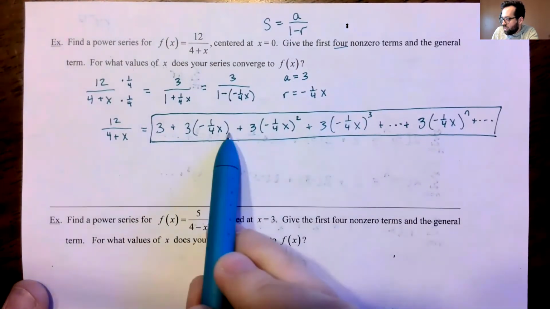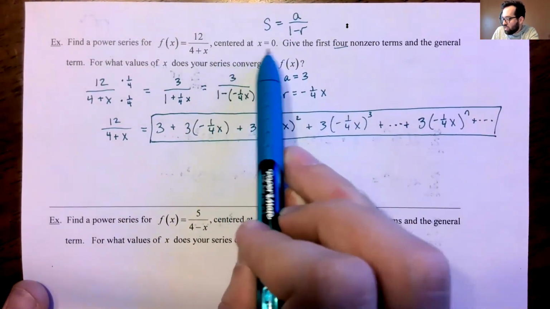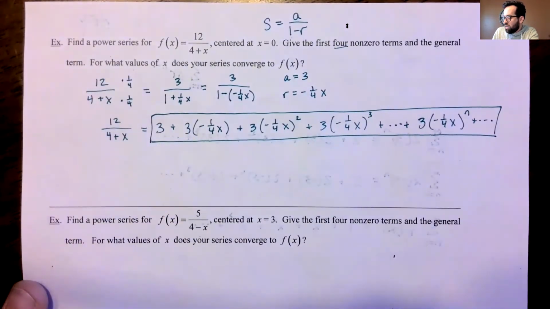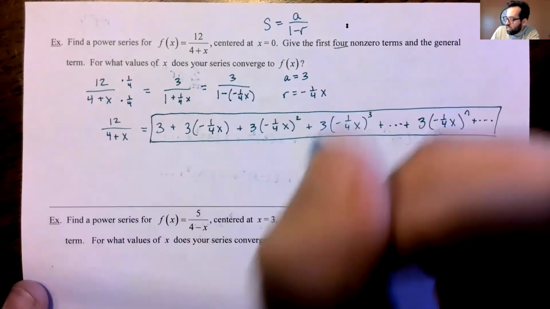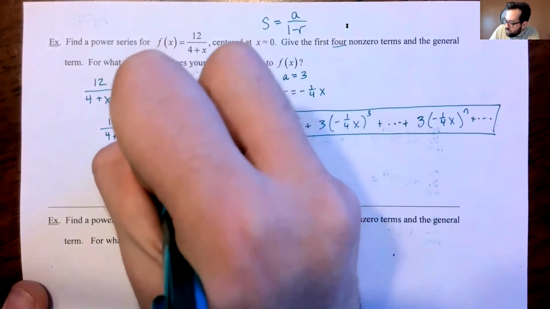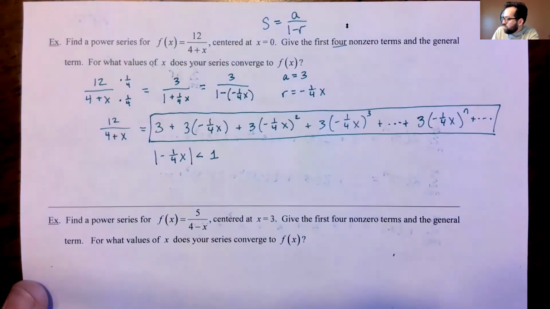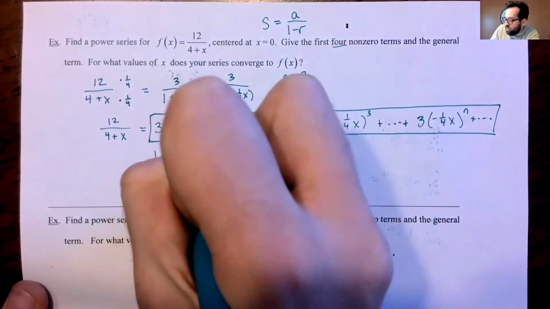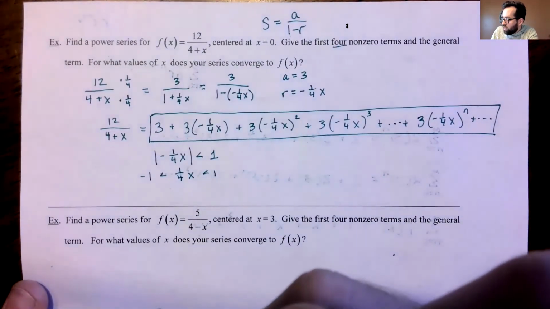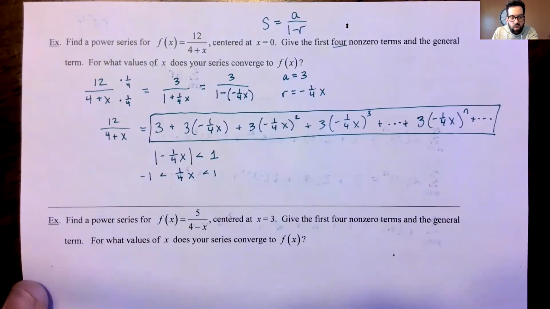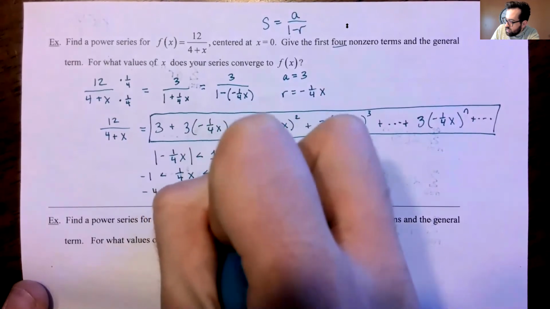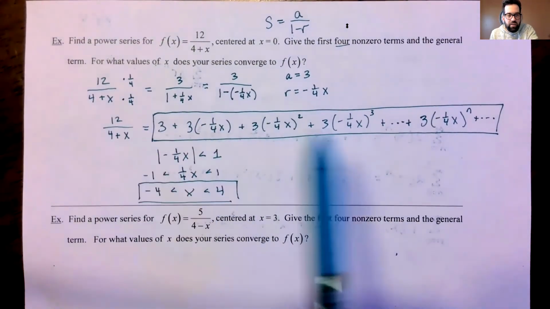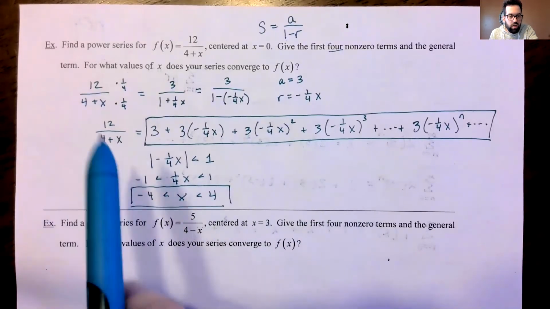And now you can see that in each parenthesis, we don't have minus or plus anything. So we are centered at x equals 0, so that's good. And what else? We need to know what values of x make our series converge to f of x. So we're going to take our r, and our absolute value of r must be less than 1, we know. So I'm going to stick positive 1/4 x between -1 and 1. And if I multiply by 4 on all 3 sides of this inequality, we'll get -4 is less than x is less than 4. So that's where we converge. That's the domain of this power series, and that's where it equals 12 over 4 plus x.